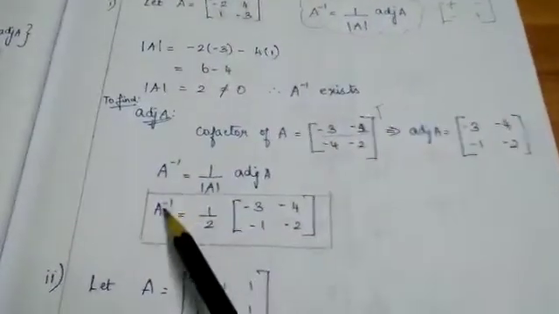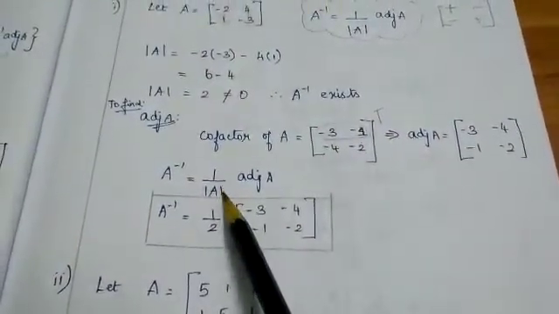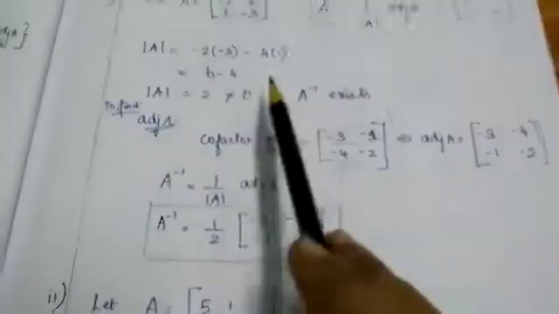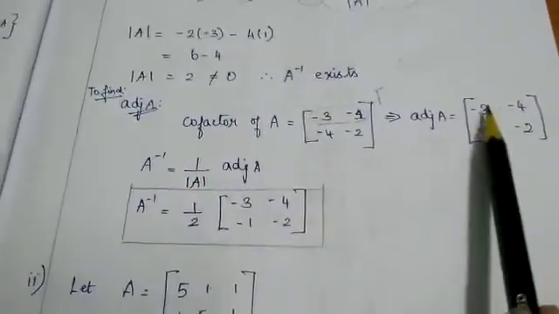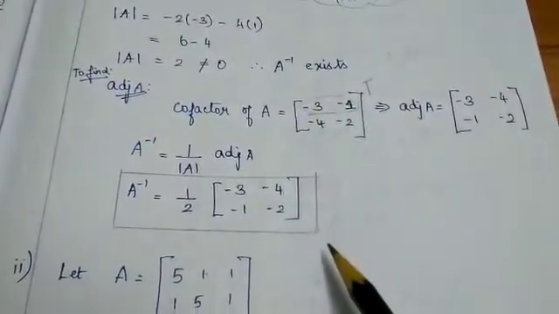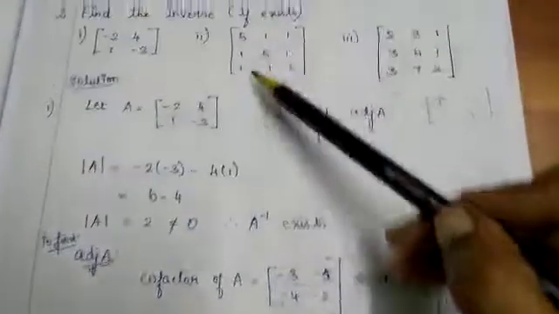A inverse equal to 1 by determinant A. The determinant A value is 2, so 1 by 2. And adjoint of A is minus 3, minus 4, minus 1, minus 2. And that is your final answer. That's all.